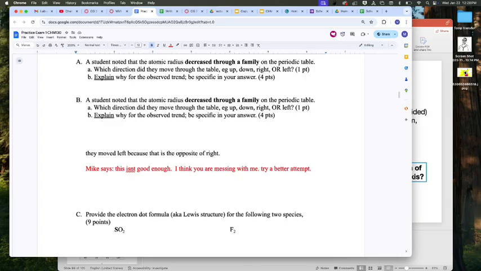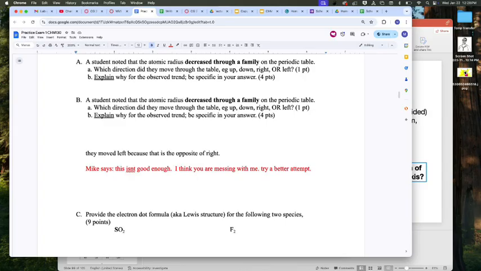Based off of where I think you're at in the videos, a student noted that the atomic radius decreased through a family. So did you watch videos about atomic radius? Some head shakes, yes, cool. On the periodic table, which direction did they move through the table? Okay, this is a fun one. I was kind of waiting for hand gestures. The only hand gestures I got were this direction, but the fun part is I got some people going this way, and I got people going that way. Interesting. And I got somebody going down, which is not either of those, which encounters a new issue.